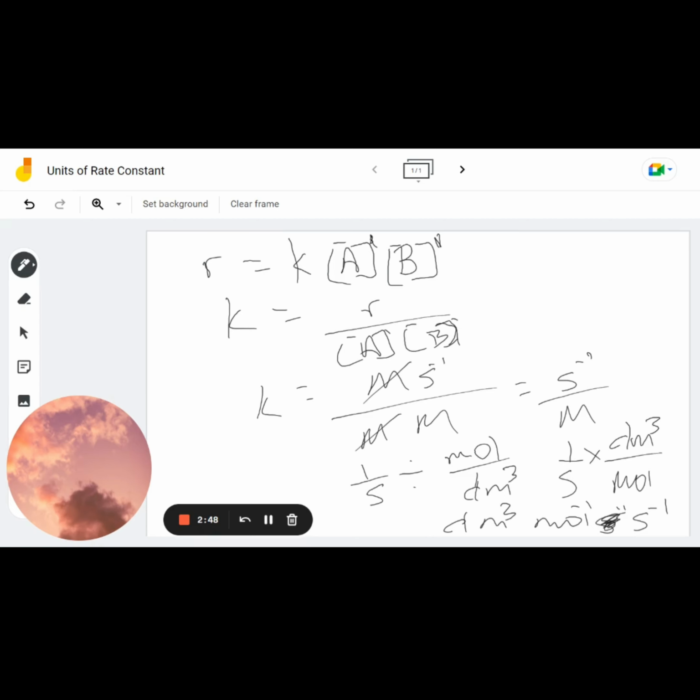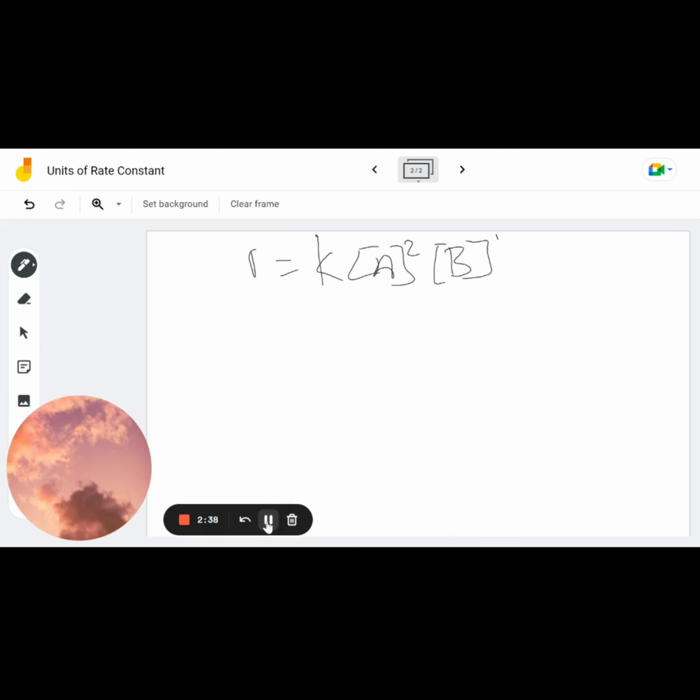Now what we're going to look at is, what if the reaction has something which is second order? What if it is an overall third order reaction? We're going to look at that one now. Again, our K is going to be equal to rate divided by the concentration of A squared times B to the power of 1. So in this reaction, this is third order overall. This is second order with respect to A, first order with respect to B.